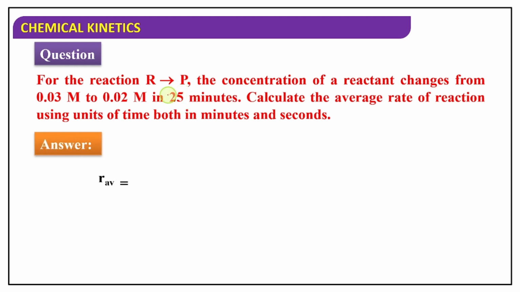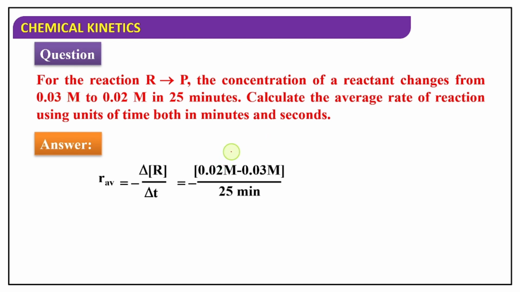Now let's calculate the average rate. How to find out the average rate? Because they are asking you to find out the average rate: delta R divided by delta T. So the change in concentration of the reactant: the final concentration is this, minus the initial concentration was this, and this has taken place in the time interval of 25 minutes. So if I just calculate it, look at this value.